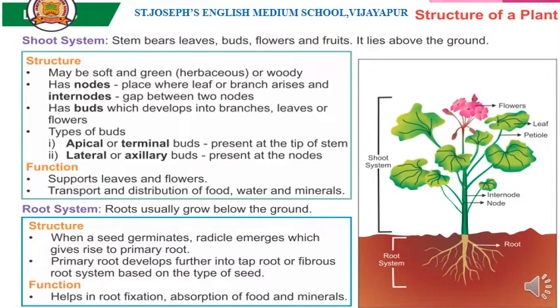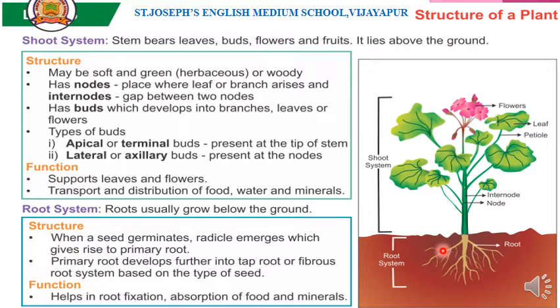Shoot and root system. There are two different parts of a plant. Shoot system is the part of a plant which is visible to us, whereas the root system grows under the soil, under the ground. So, the plant is divided into two systems. One is shoot system, the part which is above the ground, and another is root system, which grows inside the soil. Shoot system bears leaves, buds, flowers, and fruits. It lies above the ground.